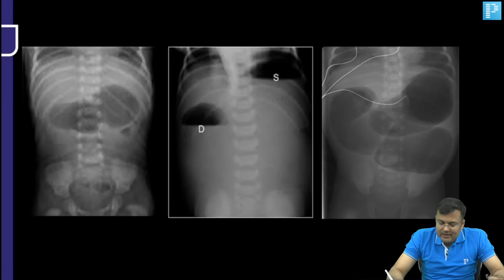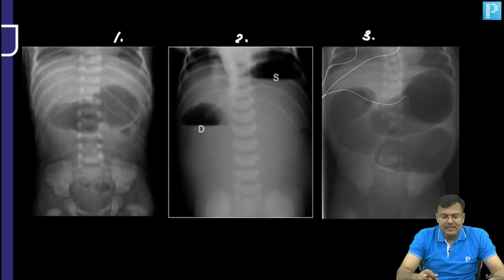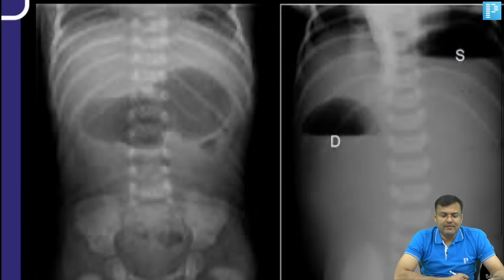Very good. Next, first 1, 2, 3. This is 1, this is 2, this is 3. Tell me, what is the diagnosis in the first one? See the first picture. Guys, tell me the diagnosis. Waiting for your reply.